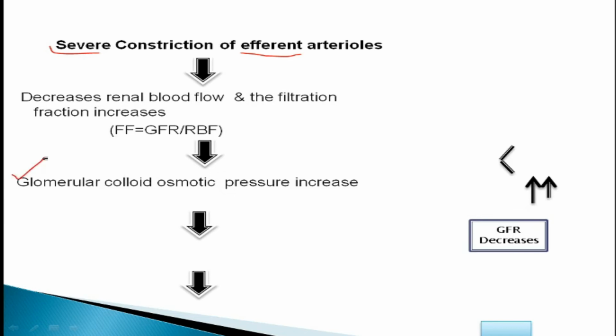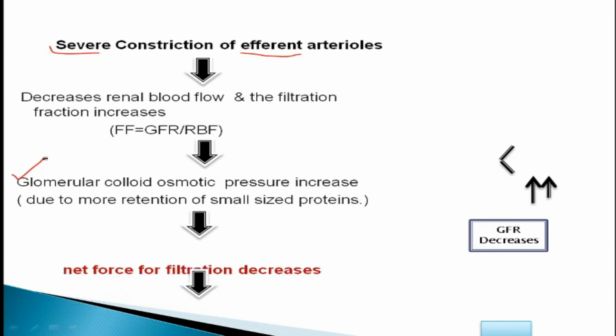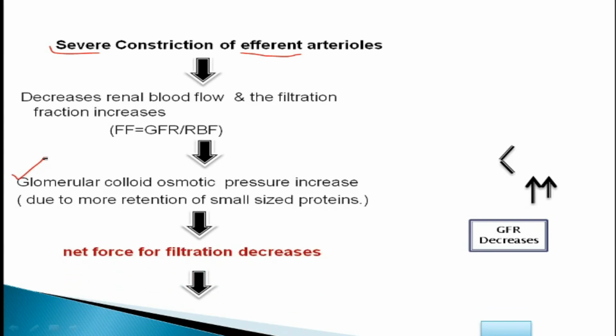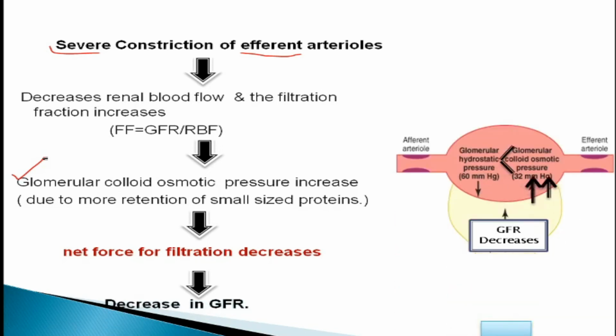Now the glomerular colloid pressure will increase because of the retention of the protein, and when the glomerular colloid pressure increases, the glomerular osmotic pressure will increase. This osmotic pressure will always inhibit the filtration. So the net force of filtration will decrease, and finally this will lead to a decrease in the GFR.